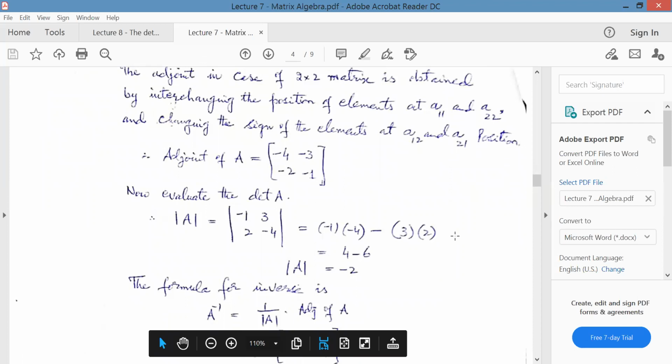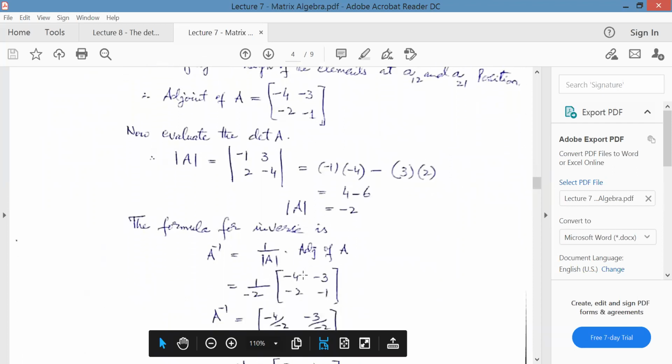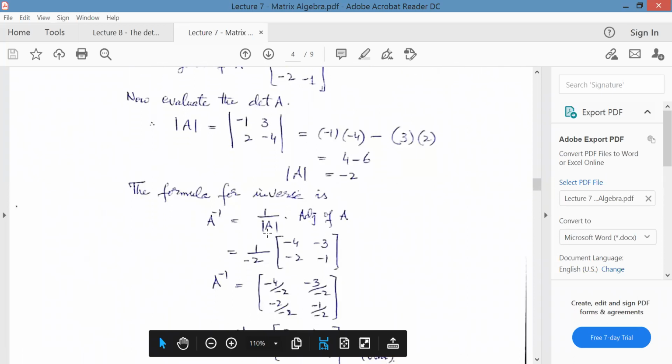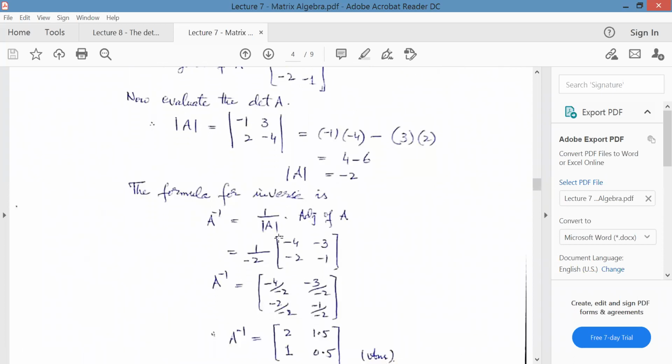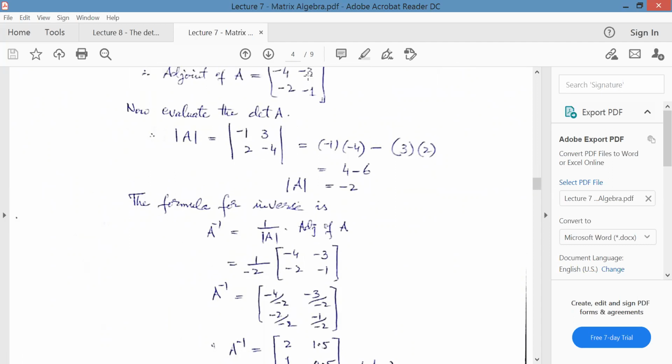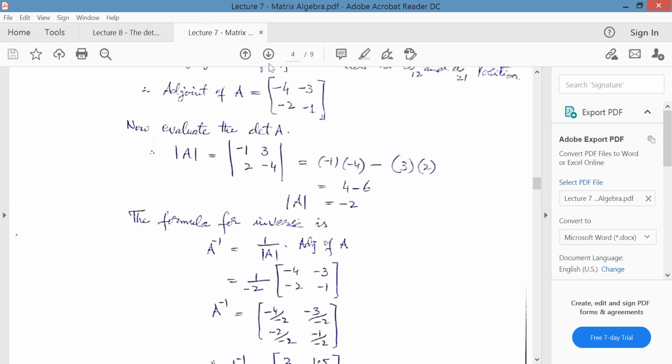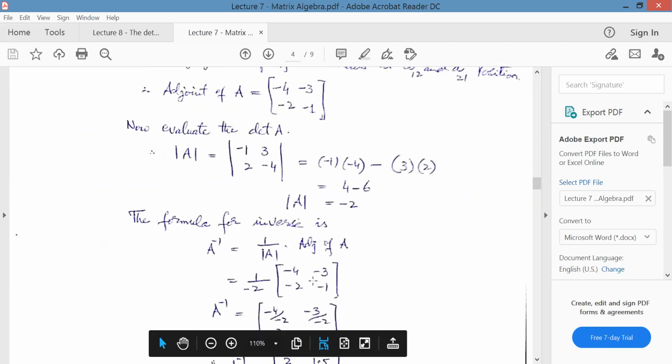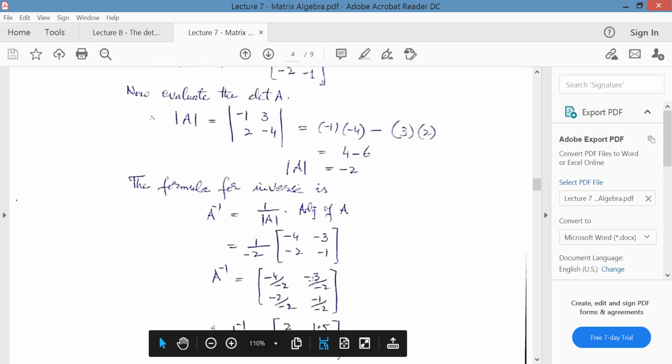Once you find the adjoint of A and the determinant of A, use this formula. This is the formula for finding the inverse: A inverse is equal to 1 upon the determinant of A into the adjoint of A. So 1 upon determinant of A is -1 upon 2 and the adjoint of A is this one, -4, -3, -2, -1. Write it down here. And then you multiply -1 by 2 inside.